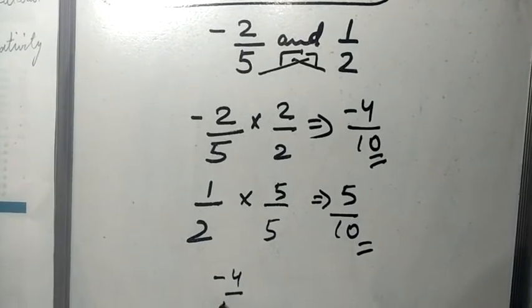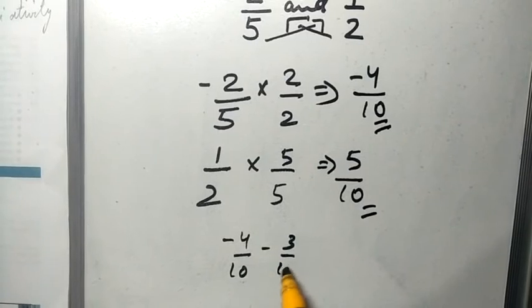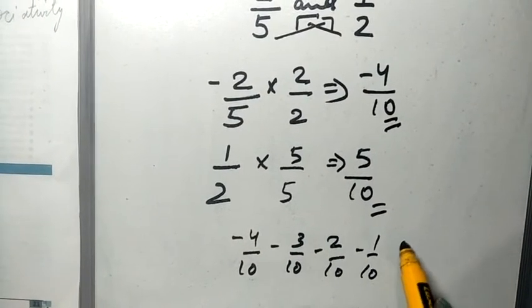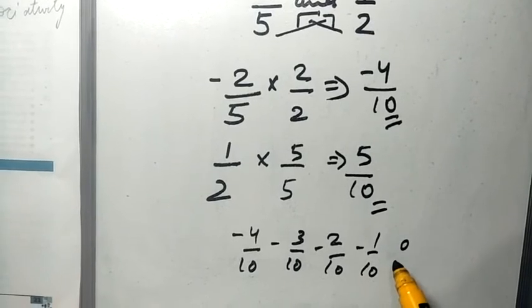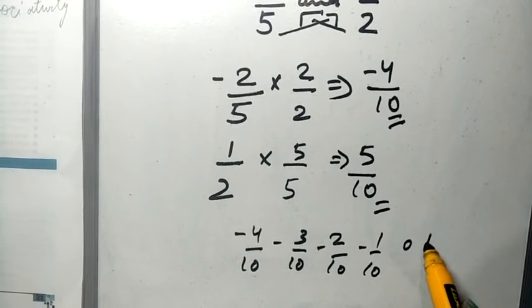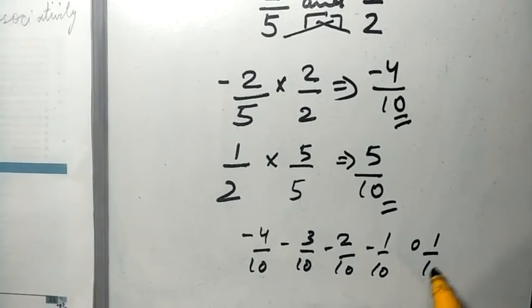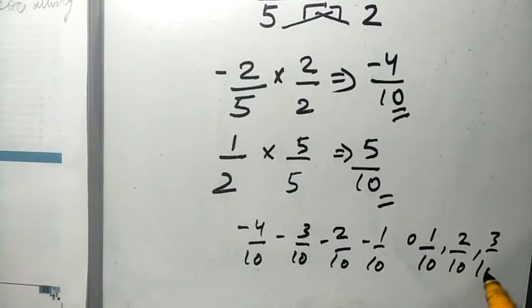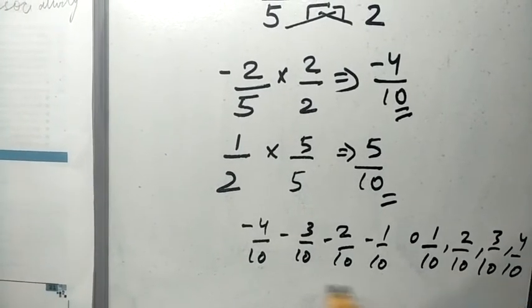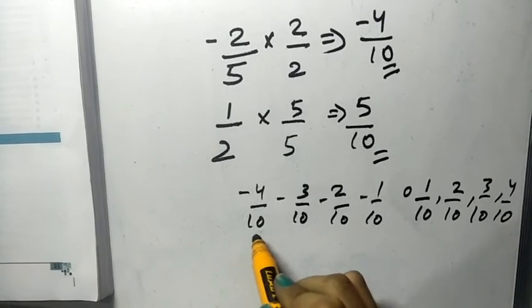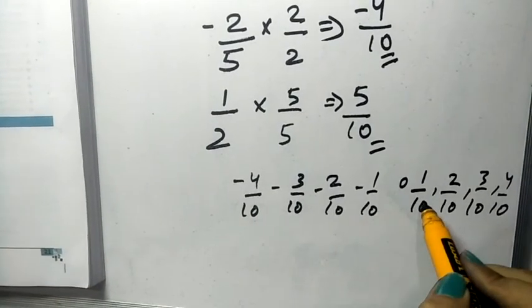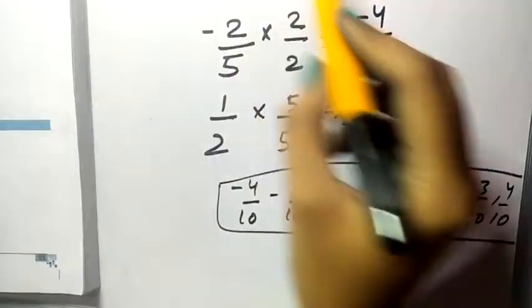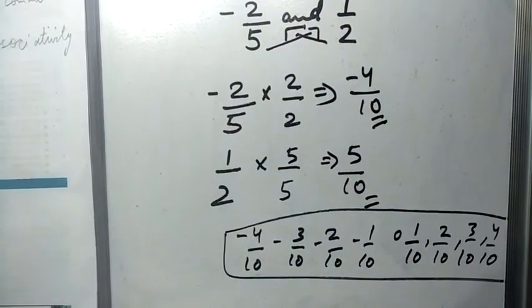-4/10, -3/10, -2/10, -1/10 and 0. Then you can write positive 1/10, positive 2/10, positive 3/10 and positive 4/10, which gives you 10 numbers in total. 1, 2, 3, 4, 5, 6, 7, 8, 9, 10. These are the rational numbers between -2/5 and 1/2.